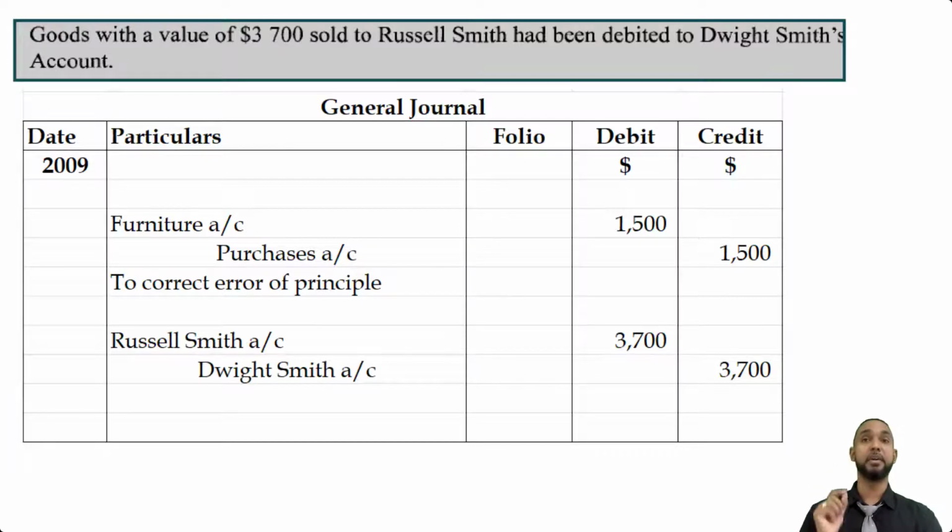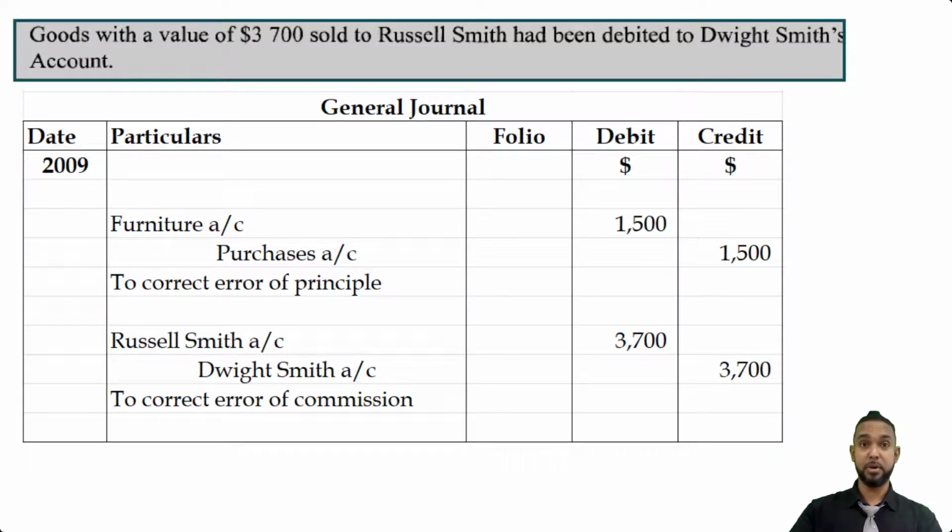Why? Once again, because we put a debit in Dwight's account that should not have been there. So to counterbalance that or to get rid of it, you have to go on the opposite side of the account and enter the amount you want to get rid of or counterbalance. And a little narration will say to correct an error of commission. That's where you have put the item in the wrong person's account. Okay, that's it for A part 2.